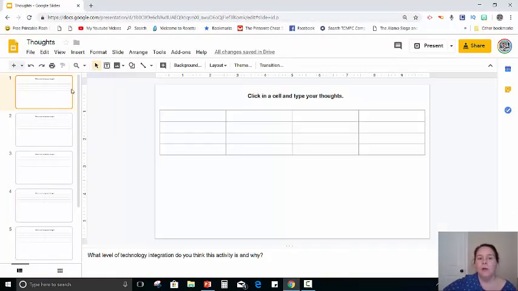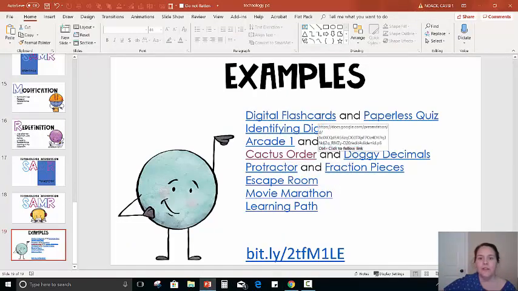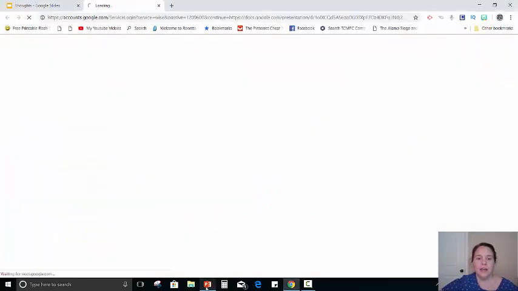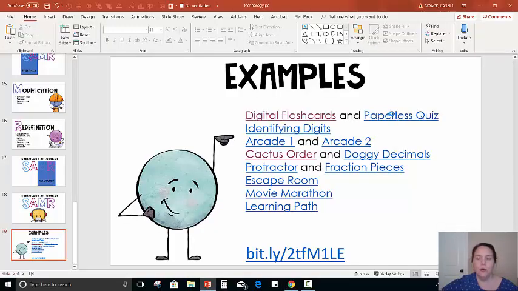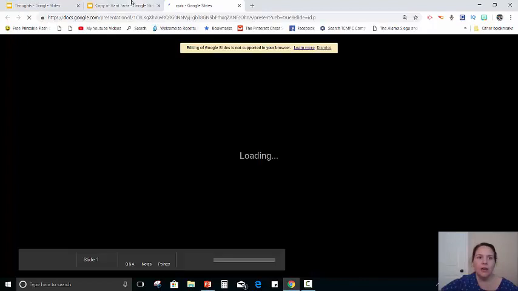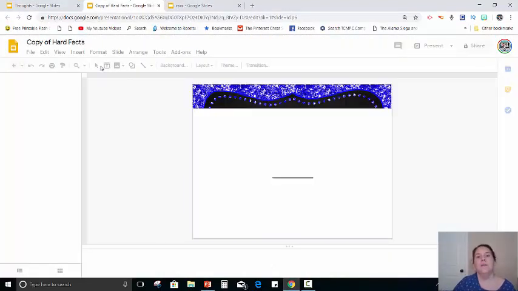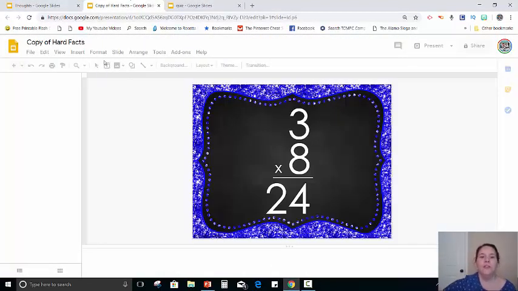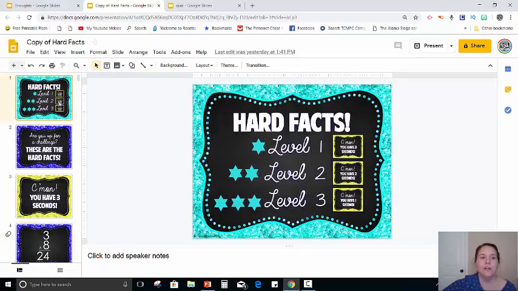So after each example, we're going to take a few seconds to answer a question or two so that we can all share and learn from each other. Okay, so the first thing we're going to look at are some digital flashcards and a paperless quiz. Okay, so here we have some digital flashcards, and you see they're just multiplication flashcards.